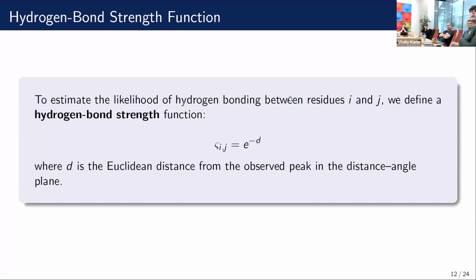And to estimate the likelihood or the strength of a hydrogen bond, we define a hydrogen bond strength function, which between residues i and j is e to the power of minus d, where d is the Euclidean distance between the observed peak laid out here and the pair of i and j.